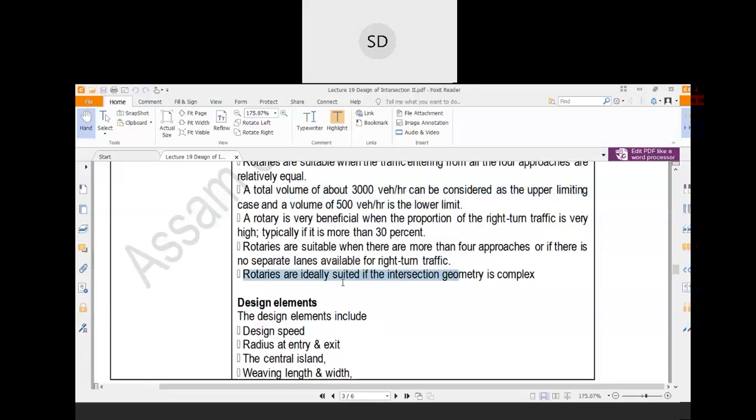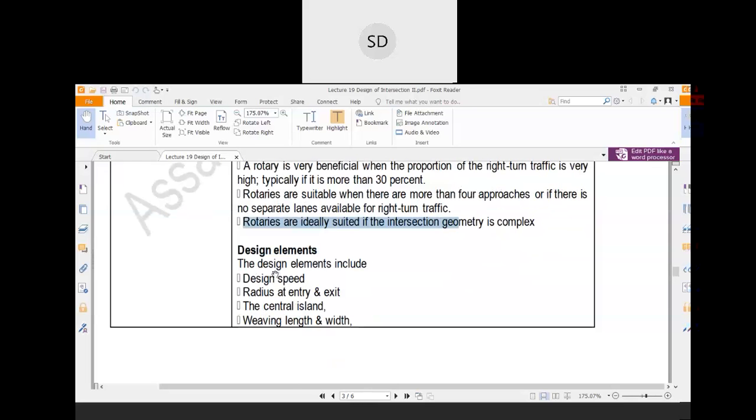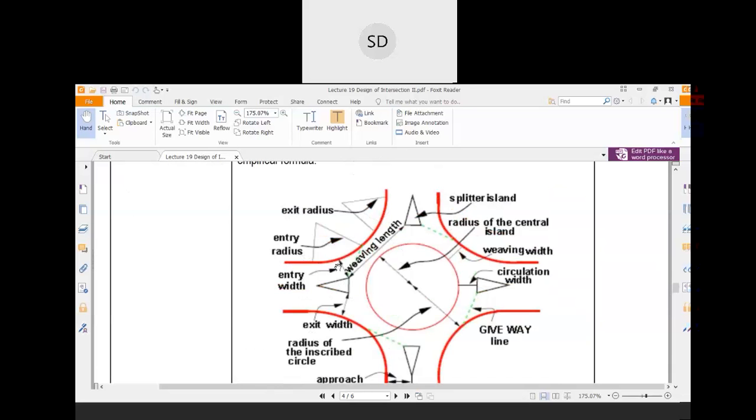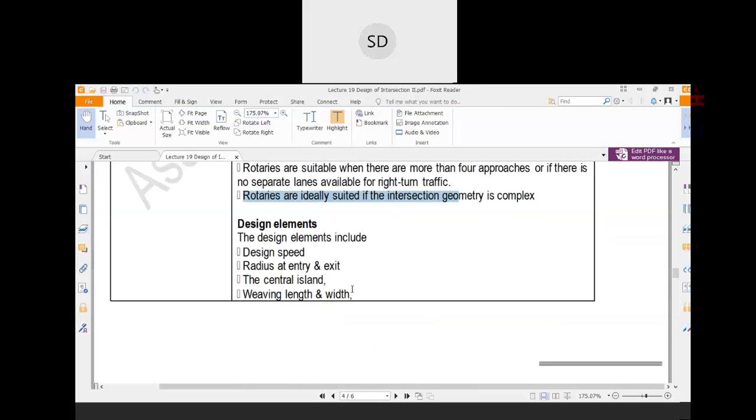Now there are different design elements for the intersection design, rotary intersection design basically. The first one is design speed. You need to find out what the speeds of the vehicles are in different approaches. Different approaches mean different roads which are meeting at the rotary intersection. Then the radius at entry and exit. These are the radii at the entry and exit. Suppose this is the radius at entry and this is the radius at exit. So you need to find out what the radius at the entry and exit is.